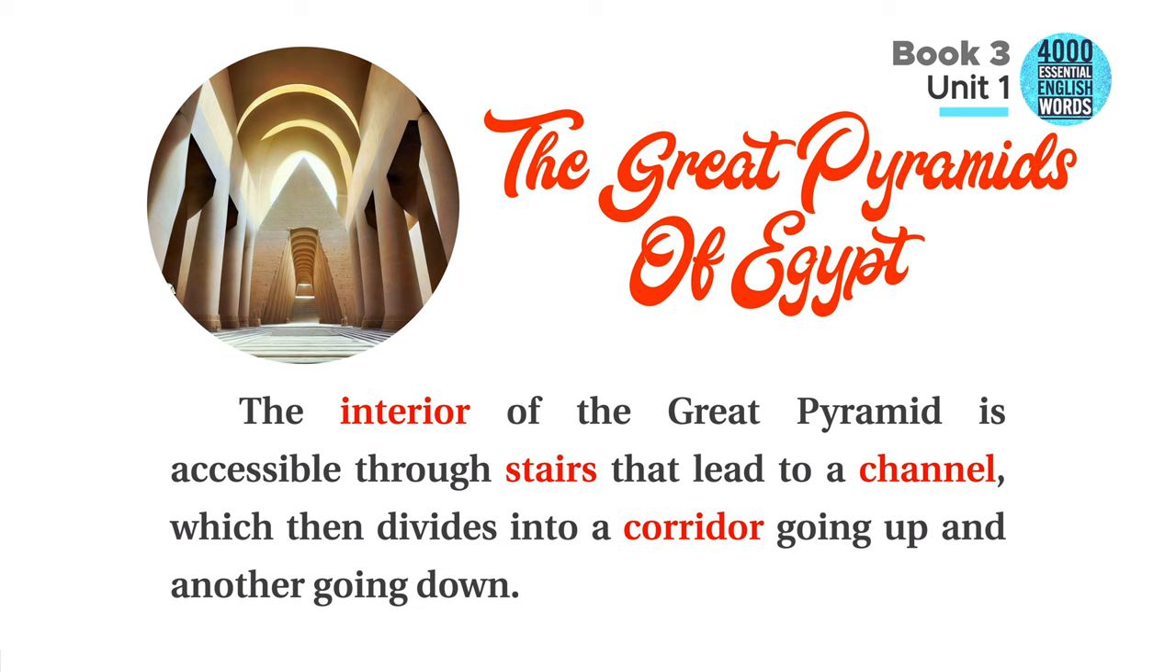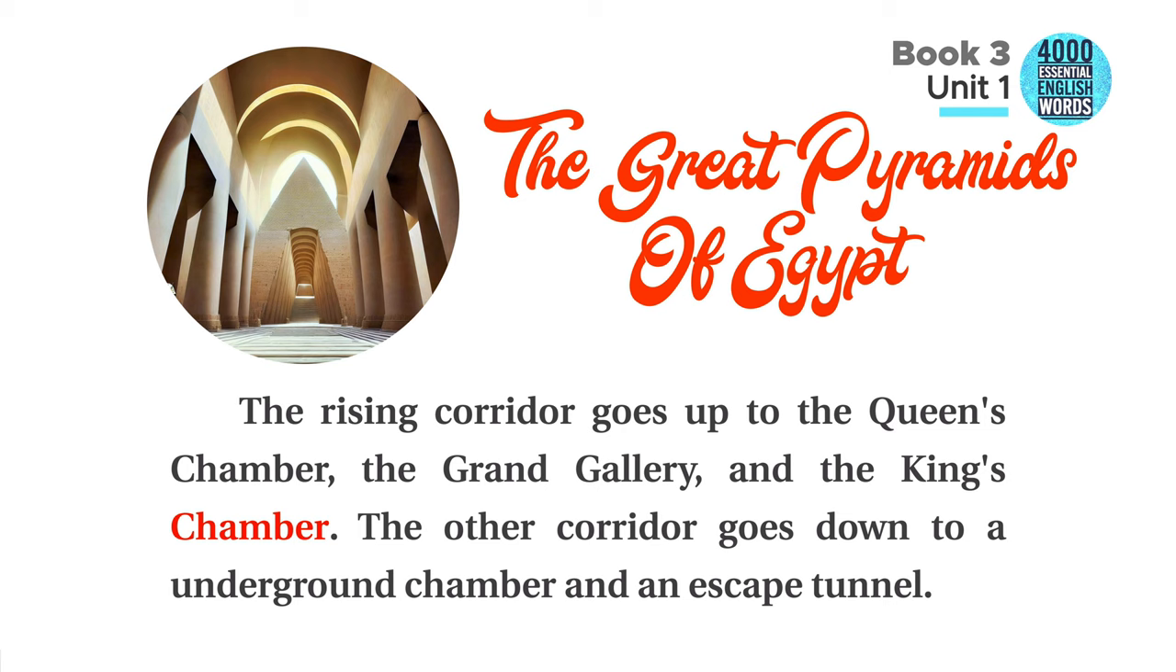The interior of the Great Pyramid is accessible through stairs that lead to a channel, which then divides into a corridor going up and another going down. The rising corridor goes up to the Queen's Chamber, the Grand Gallery, and the King's Chamber. The other corridor goes down to an underground chamber and an escape tunnel.